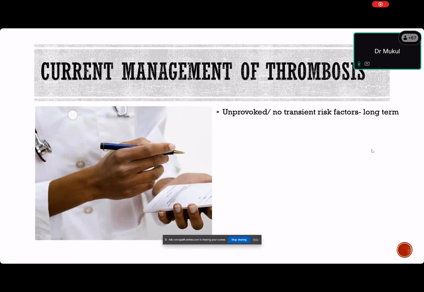So the current management of thrombosis depends on two things, whether it's a provoked or unprovoked DVT. For unprovoked or no transient trigger, the strategy is long-term anticoagulation, usually at least 1 year of intensive anticoagulation followed by long-term anticoagulation, which could be lifelong in many patients. For provoked or transient triggers, you give at least 3 months of therapy and up to 6 months of therapy.